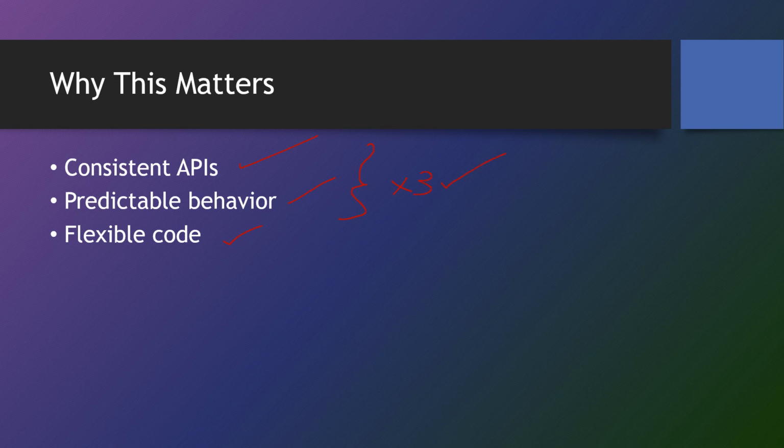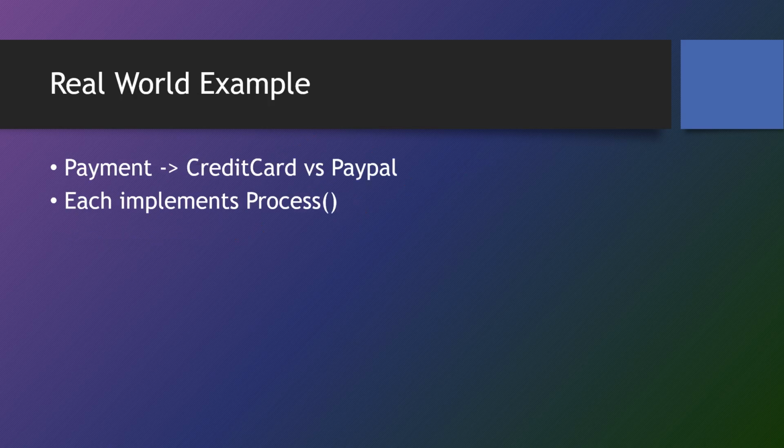Real-world example, payment system. Imagine a payment base class. Every payment must have a process method, but a credit card processes differently than PayPal. So you make process abstract. Each child class is forced to implement its own version. No missing logic, no forgotten overrides, no broken programs.